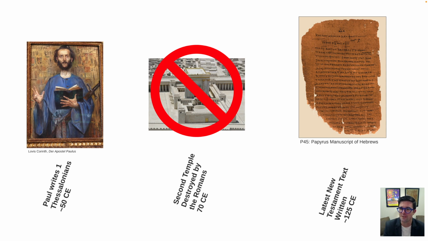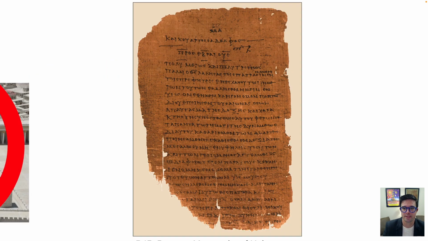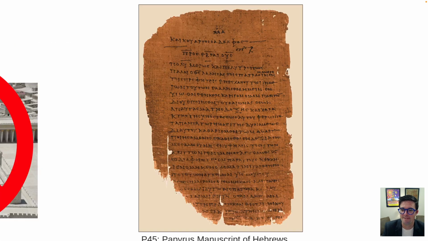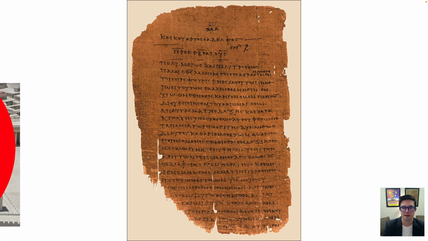It might be easier for you to think of it as a nice round number at 100 CE, thinking of the New Testament documents written from 50 CE to 100 CE. And so here we have P45. This is a papyrus manuscript of Hebrews, which is probably the last New Testament text to have been written. Though, of course, there is some debate about which of the New Testament texts was the last one to be written.